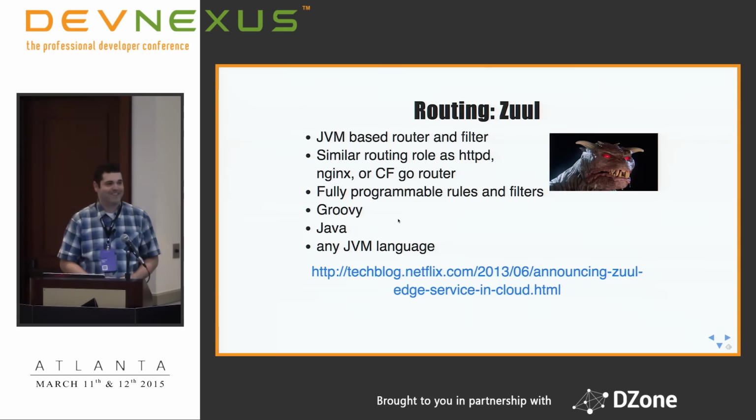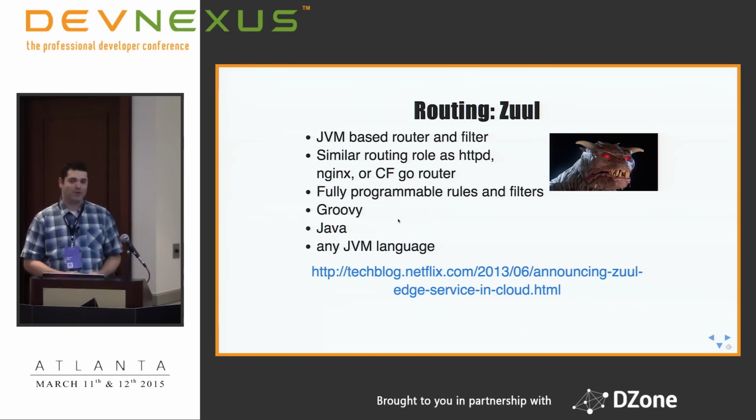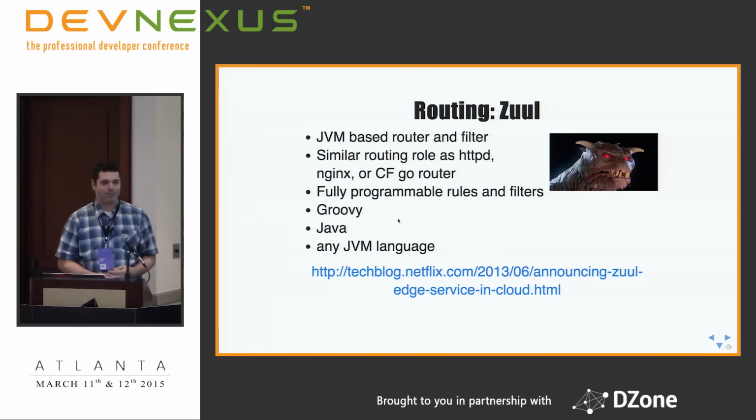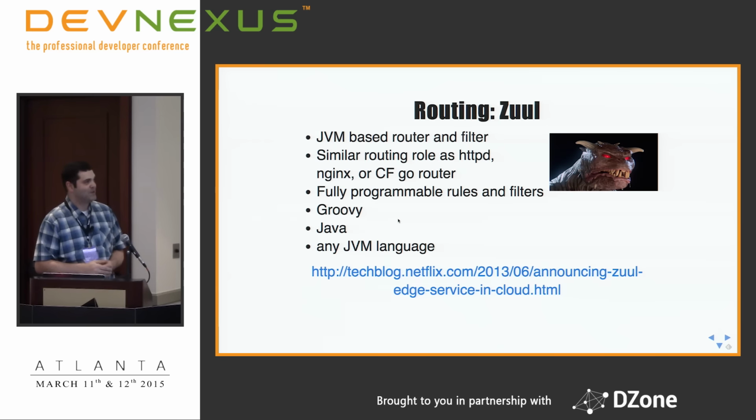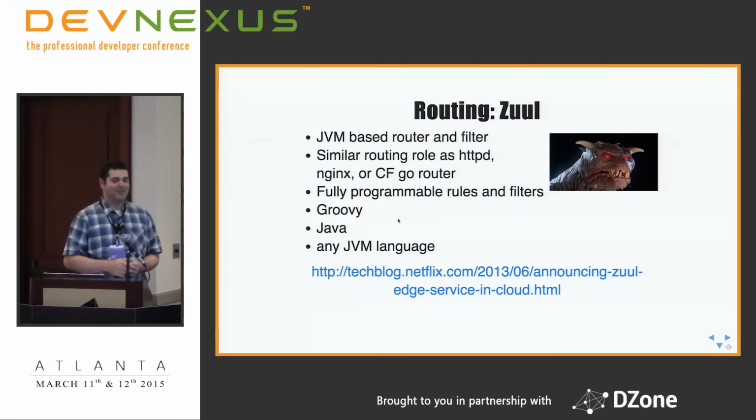Yeah, this is one of my favorite names. I've always wondered about the naming convention of the projects, and there really isn't one. Some of them that are related to Cassandra kind of went off that route, but otherwise it's kind of a free-for-all. And Zuul was really clever because Zuul was the gatekeeper, so it actually works. So Zuul is their JVM-based router and HTTP filter.